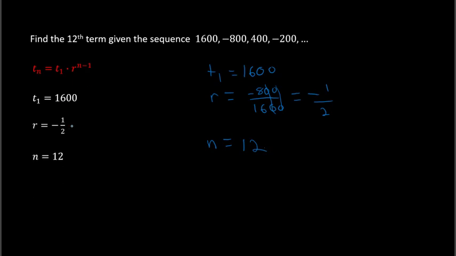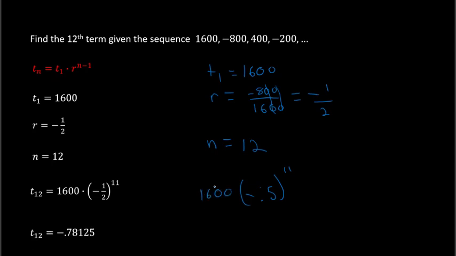All right, so we have that right here. Plug in the numbers. So t1 is 1600 times r is negative 1/2, and then n minus 1 would be 12 minus 1, which is 11 for the exponent. So this would be much easier to use a calculator with. You can type that in as negative, make sure you have parentheses, negative, and then do 1 divided by 2, or you get 0.5, same thing. So negative 0.5, raise that to the 11th power, and then once you have that on your calculator, multiply that by 1600. And if you do it correctly, you should get negative 0.78125.